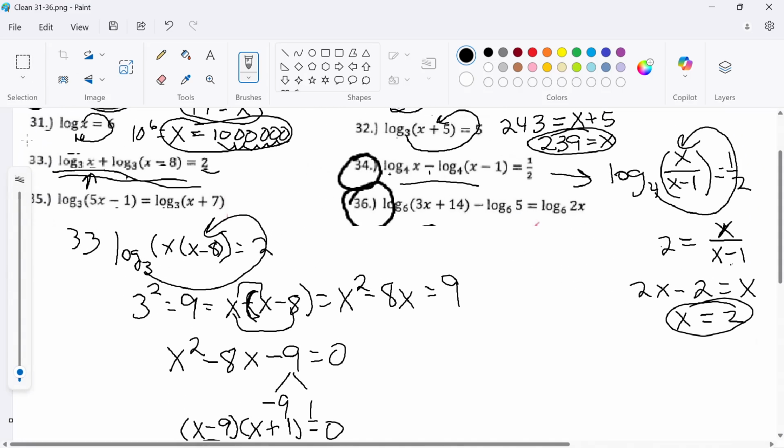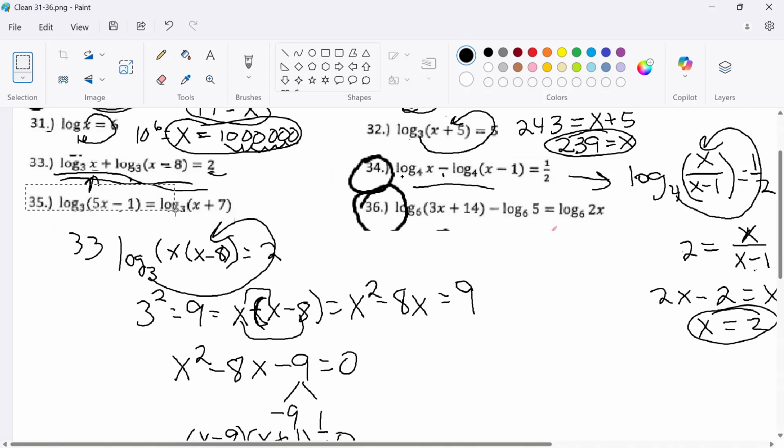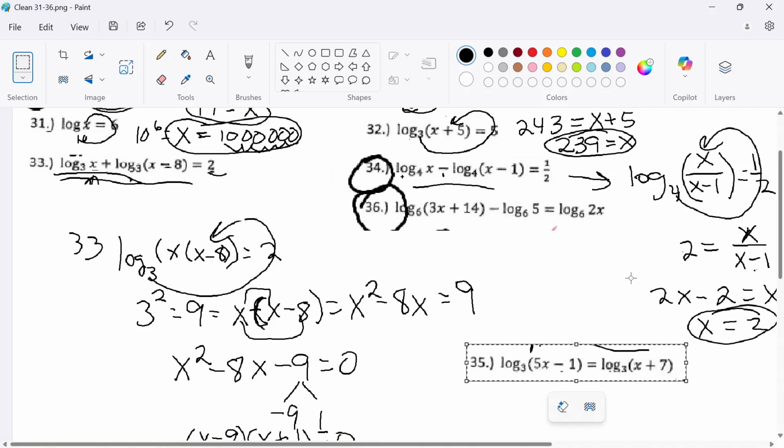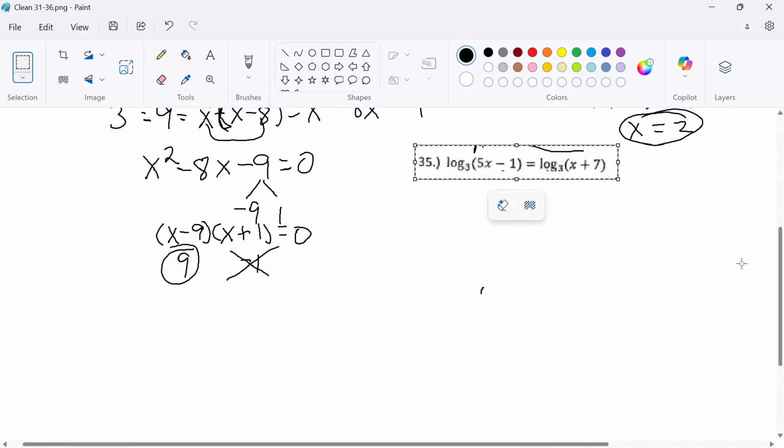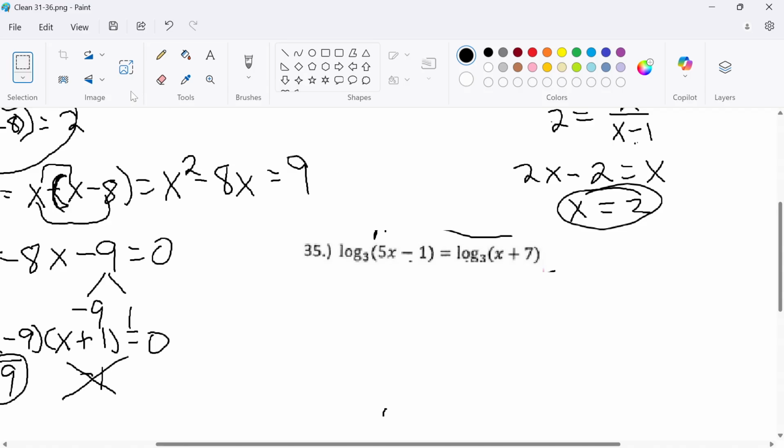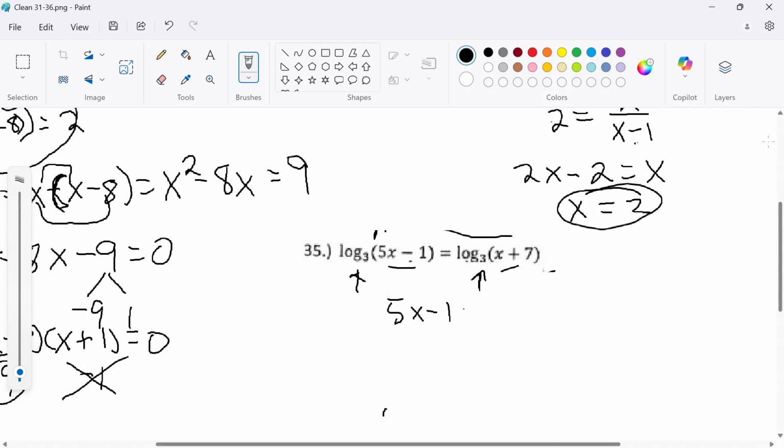What else do I have here? 35. I need to get more room for this one, so I'm going to bring it over here. Here's 35. So you can't do that on paper. People who are doing things on paper like it's the 1800s can't do what I just did. Okay, I've got a log on each side. Log base 3 of something equals log base 3 of something. Well, those arguments have to be equal, only if the logs are to the same base. 5x minus 1 equals x plus 7. I will subtract x from both sides. That's 4x. I will add 1 to both sides. Equals 8. Divide both sides by 4. X equals 2.